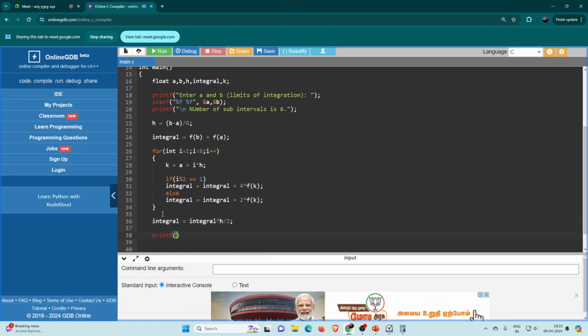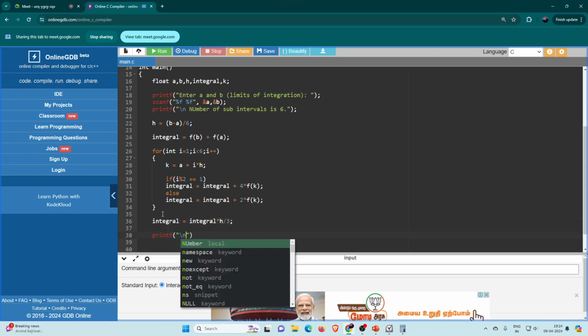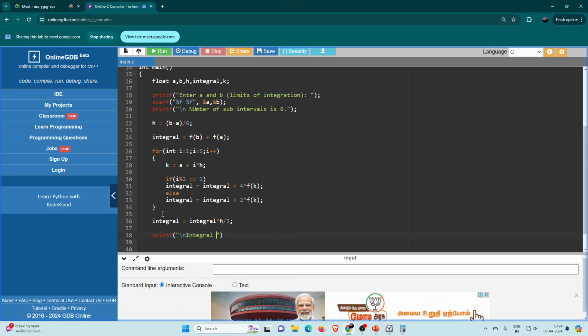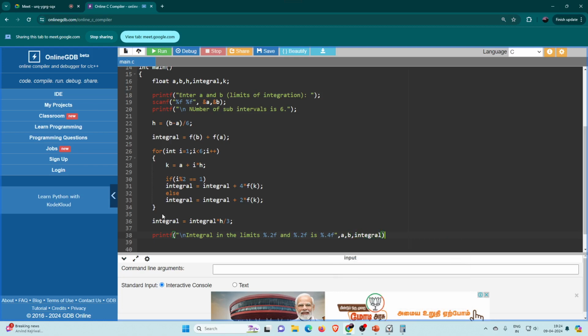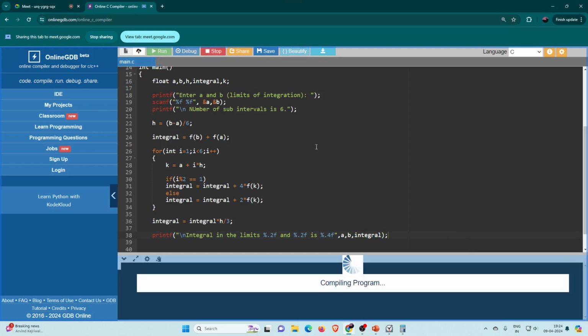So now I will just printf integral in the limits a, b and integral. So let us see if it works and if the value is correct.